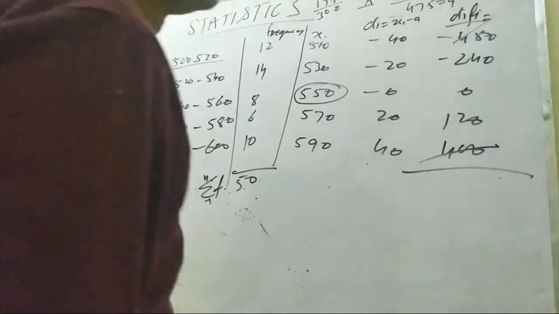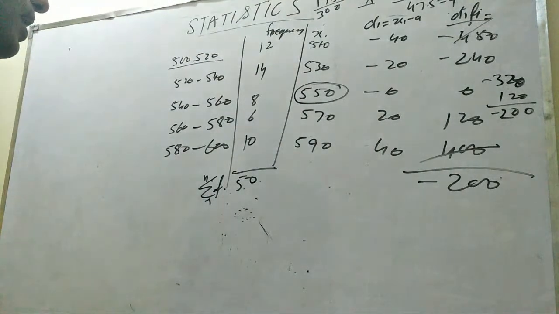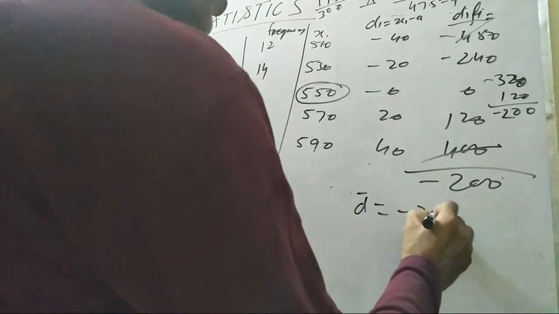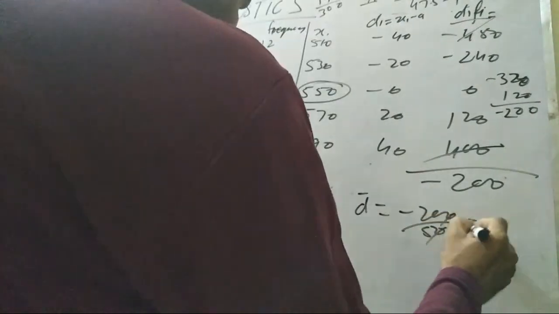इस पे हमारे पास 400 से 400 कट गए and this became 320 minus 120. This became 0, 0, minus 200. क्या आ गया हमारे पास? And d mean is equal to minus 200 by 50 is equal to minus 4.